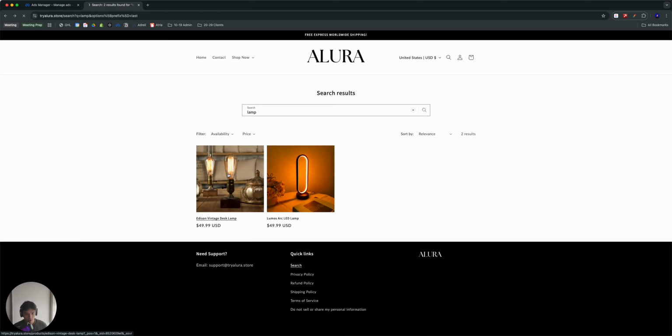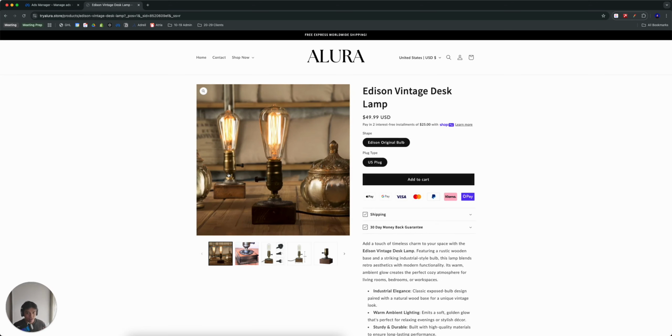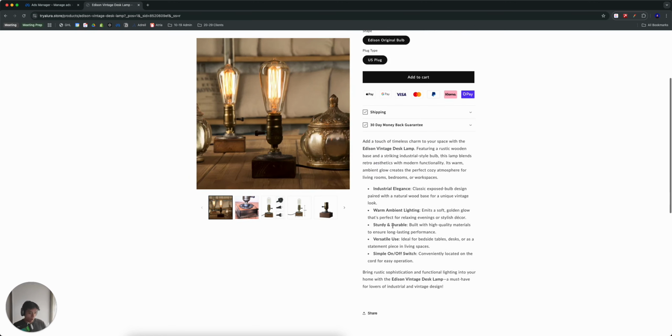And then there was another really cool looking vintage desk lamp. I could see a lot of people who are really into desk setups and things like that wanting to buy this product. I think it's really attention grabbing as well. I personally don't know where you can buy a light bulb like this. So I thought I would test it out as well.